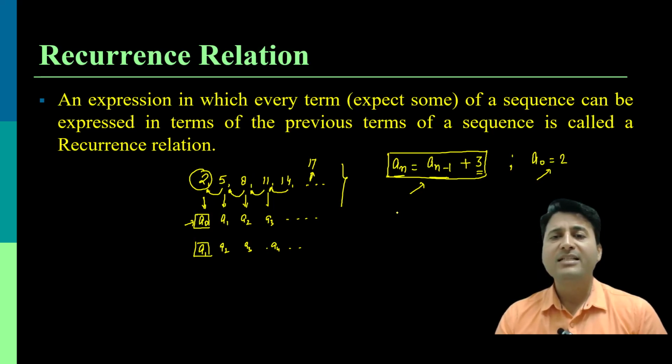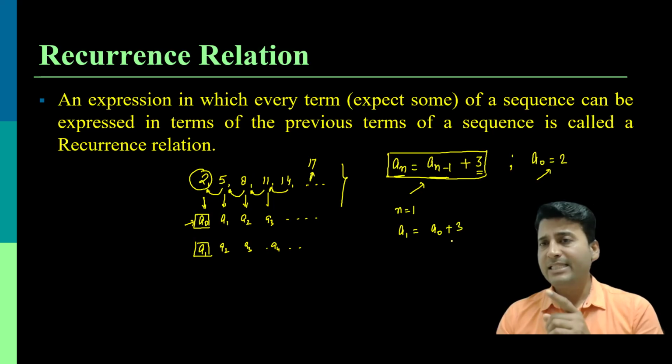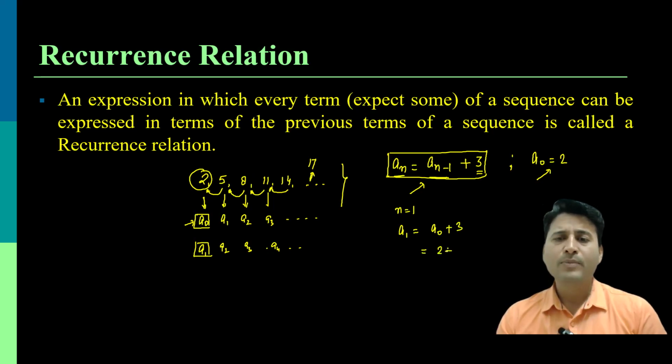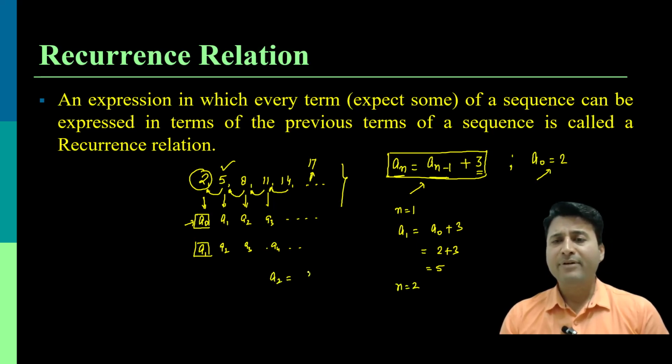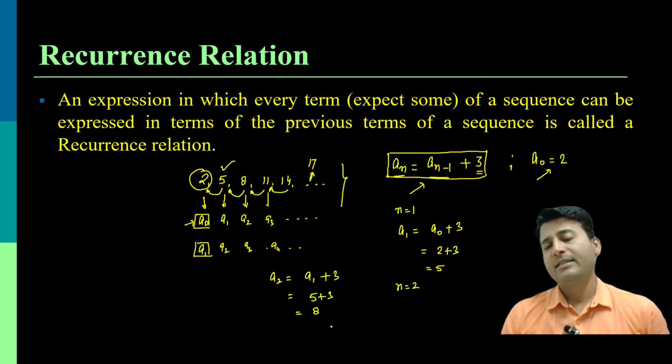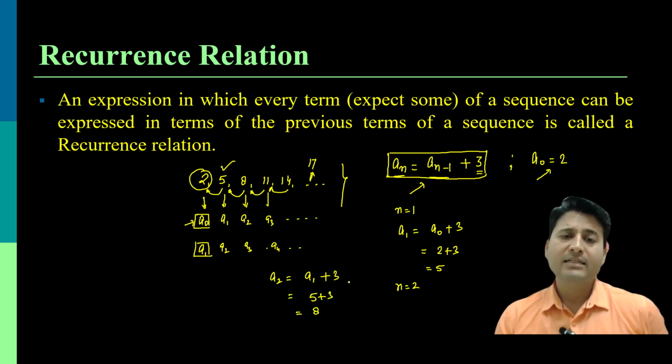Suppose I am interested in finding A1. So put n equals 1. What I get: A1 equals A0 plus 3. A0 is given as the initial condition, so 2 plus 3 makes it 5. Yes, so A1 is 5. If I want to get A2, put n equals 2. So over here what I get: A2 equals A1 plus 3. I obtained A1 as 5, so 5 plus 3, that is 8. So this is how we are getting the terms of the sequence from this relation.